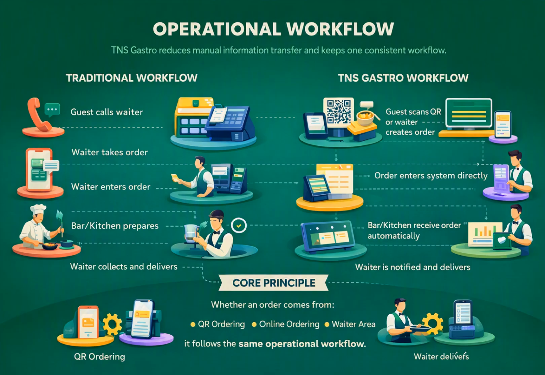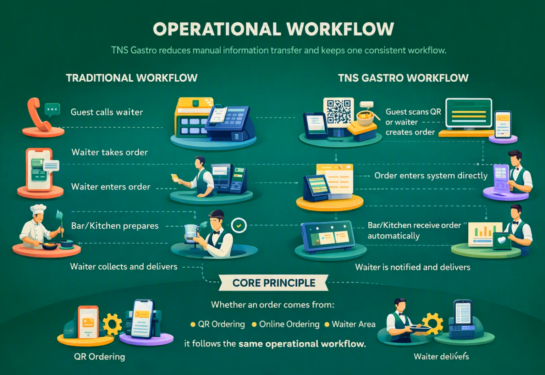TNS Gastro changes this process. 1. The guest scans the QR code and places the order directly. 2. The order is immediately delivered to the responsible bar or kitchen or both. 3. The barman or the kitchen starts preparing the order. 4. When the preparation is completed, the system notifies the waiter. 5. The waiter collects the prepared items and delivers them to the guest. The waiter is no longer responsible for transferring information between the guest and the production staff. Instead, the system transfers the information automatically. This allows the waiter to focus on customer service and delivery instead of repeatedly taking and entering orders.